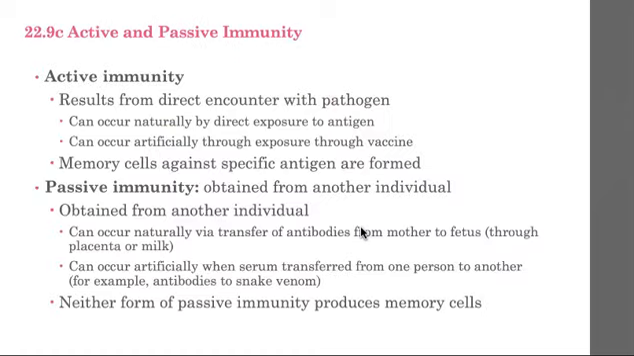The other one is artificially acquired, and this is when a serum is transferred from one person to another. For instance, if you were bitten by a snake, they will give you antibodies to that snake venom. We can also do this for hepatitis C. Neither form of passive immunity will produce memory cells, though.